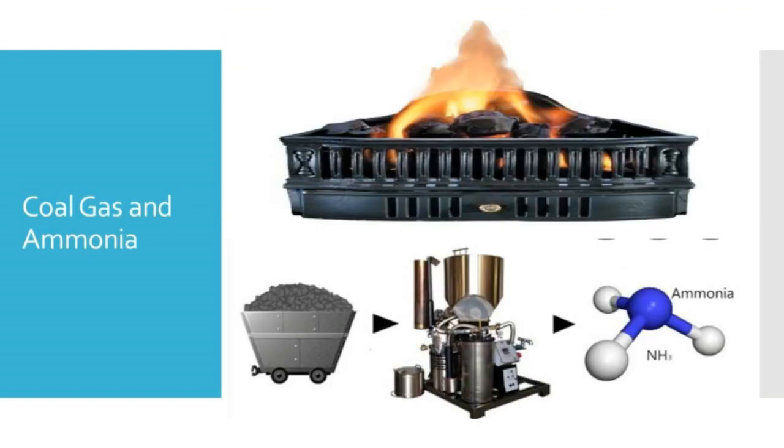Next, coal gas. Coal gas, also known as town gas, is mainly a mixture of gases like hydrogen, methane, and carbon monoxide. The gases present in coal gas are combustible and hence it is an excellent fuel. It has high calorific value. Then, ammonia. The other byproduct obtained from coal is ammonia. It is used for making fertilizers such as ammonium sulfate, ammonium superphosphate, etc.